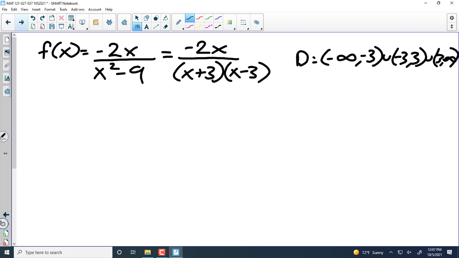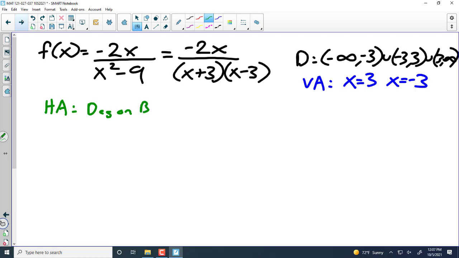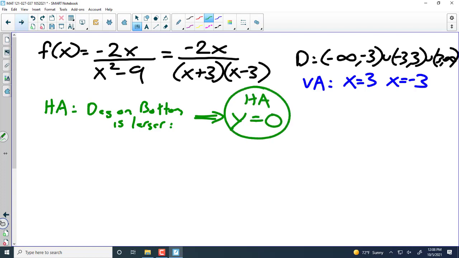Once you know your domain, what do you get for free? You get your vertical asymptotes for free. Horizontal asymptote. Degree on bottom is larger. Who remembers what that means? One horizontal asymptote, where is it? y equals 0. Very good. If the degree on the bottom is larger, and I don't expect you to have this memorized yet, check your notes. That tells you that y equals 0 is the horizontal asymptote. It's buried with a lot of other information, but it's in there.